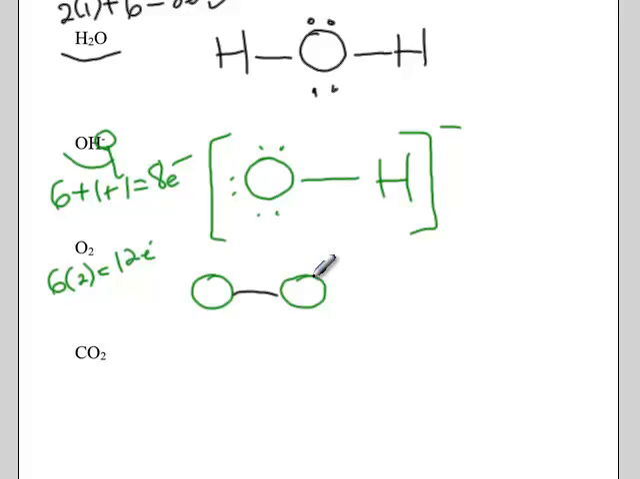Satisfy the terminal atom. Now it doesn't matter if you call the left the terminal or the right the terminal. Let's say we call the right one the terminal. The oxygen needs 6 more for a total of 8 to satisfy the octet rule. Then we try to satisfy the terminal oxygen, or central oxygen, next.